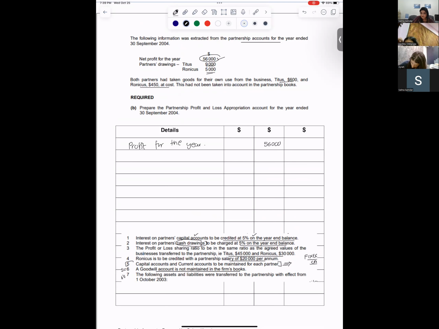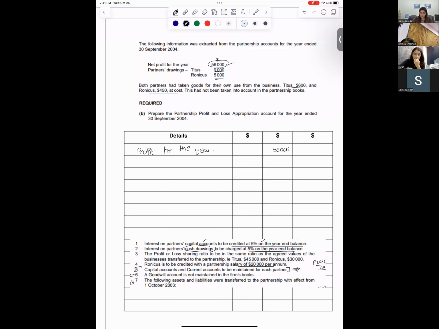Okay, are there any adjustments? Profit for the year is 56,000. In that, what will you add? Income from partners. What is the income from partners? Interest on drawings. And interest on drawings is how much? It's 5% on cash drawings.